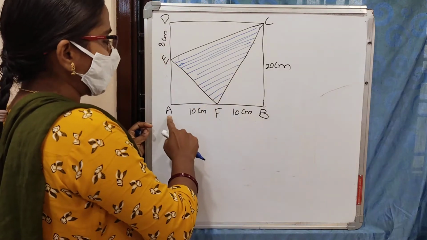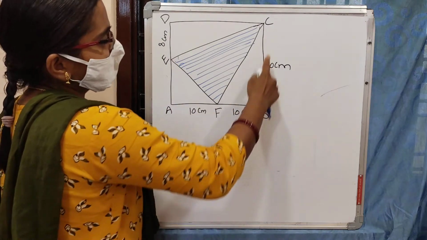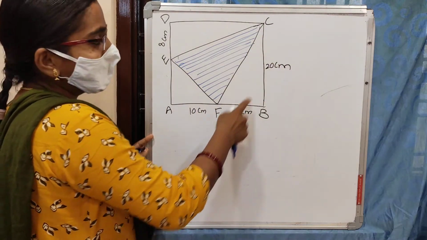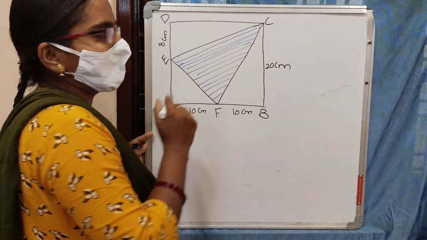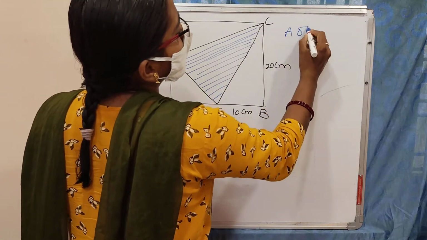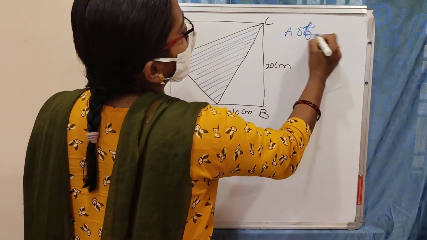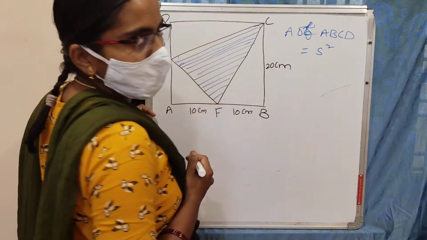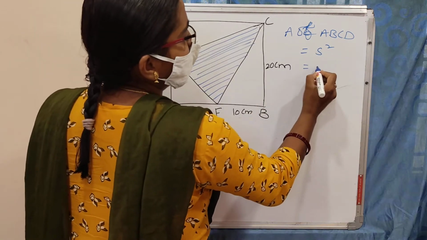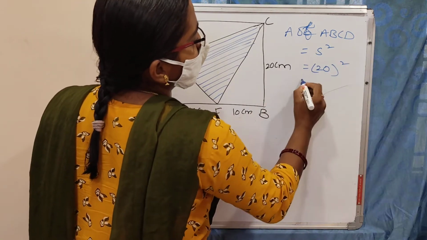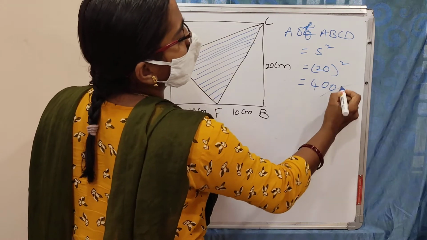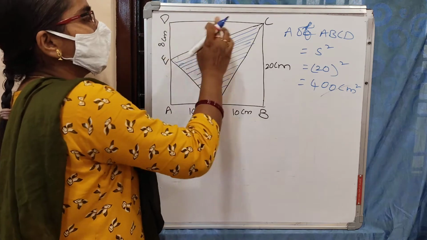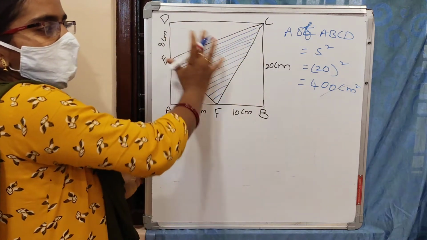First we have to find out the area of square ABCD. This side is 20 and this side also. Length is 10 plus 10, 20. Breadth also 20. Then area of square ABCD is equal to side square. Area of square is S square. So 20 square. 20 square means 2 twos are 4, 400 centimeter square. So area of square ABCD is 400.